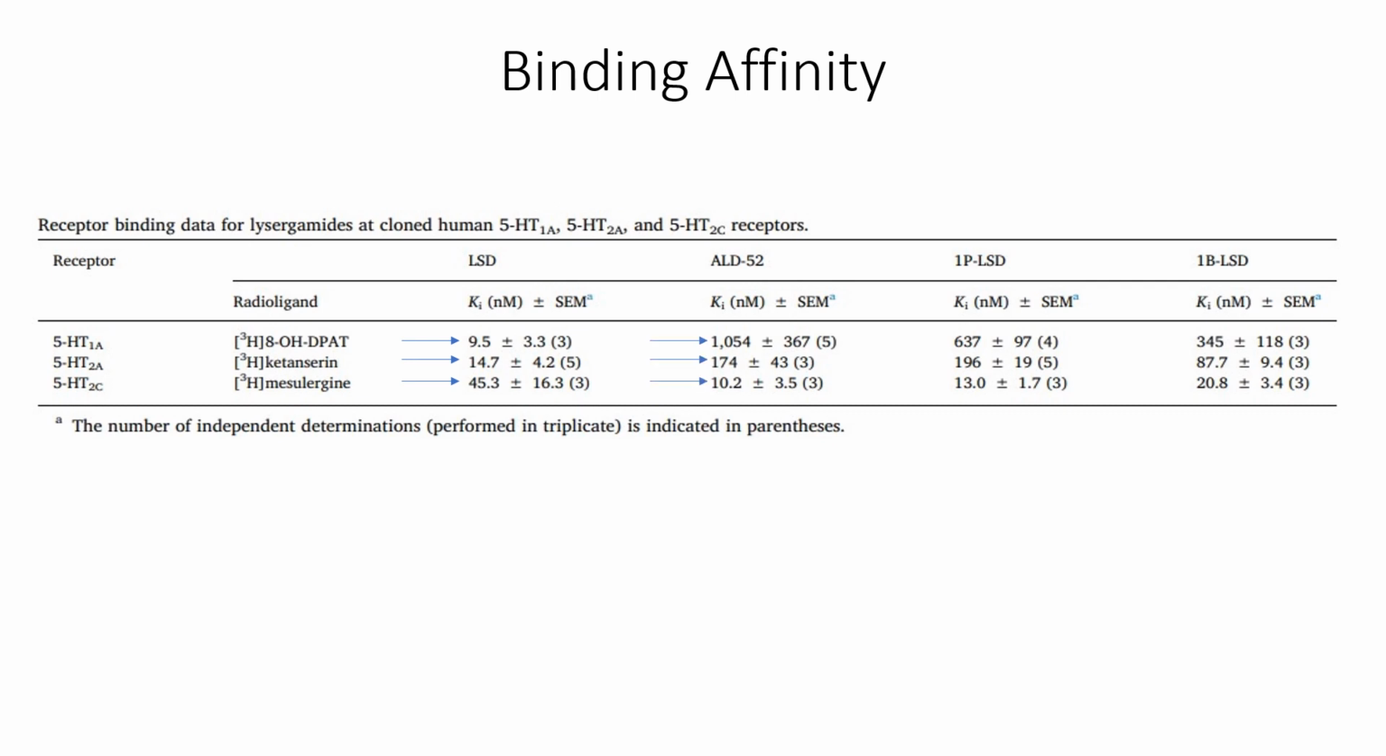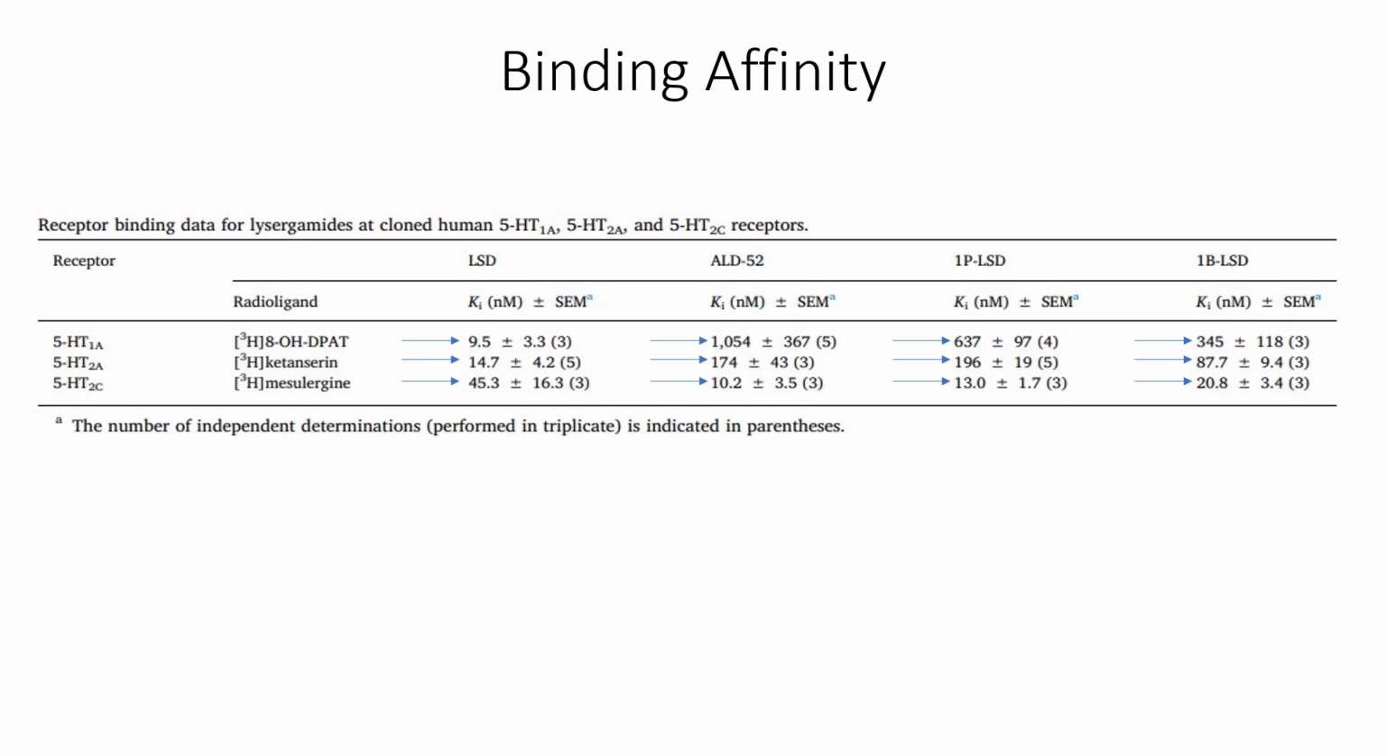ALD52 shows pretty weak binding affinities at all serotonin subtype receptors. 1p LSD also has weak binding affinities at all the serotonin subtype receptors measured here. And 1b LSD, once again, also has pretty terrible binding affinities at these receptors.